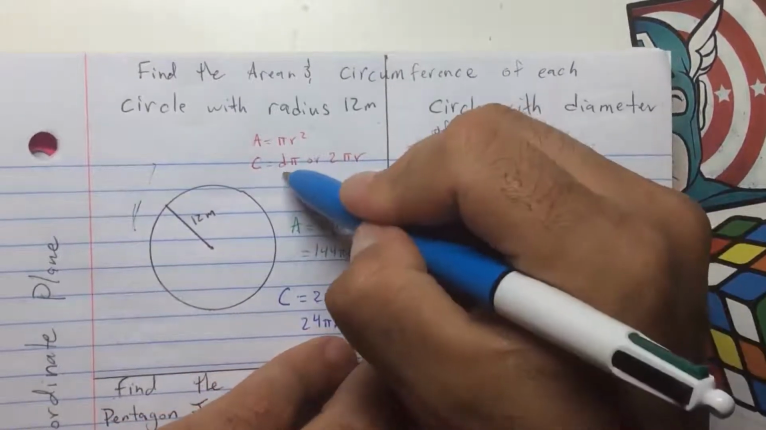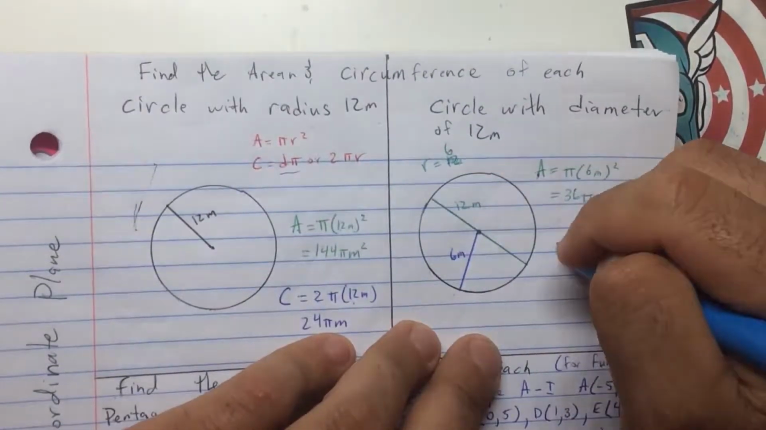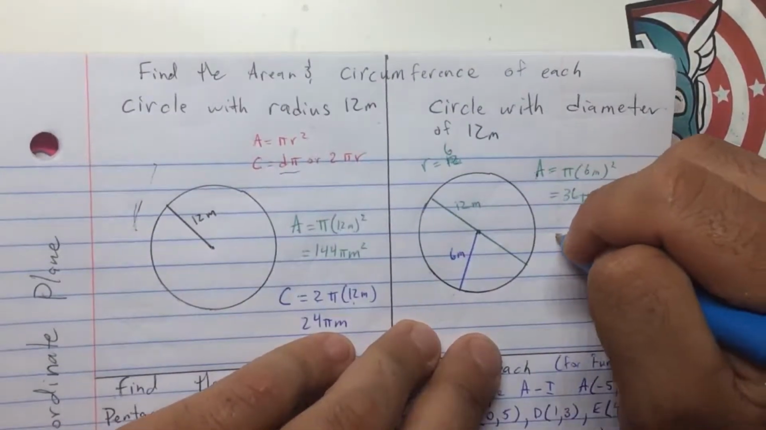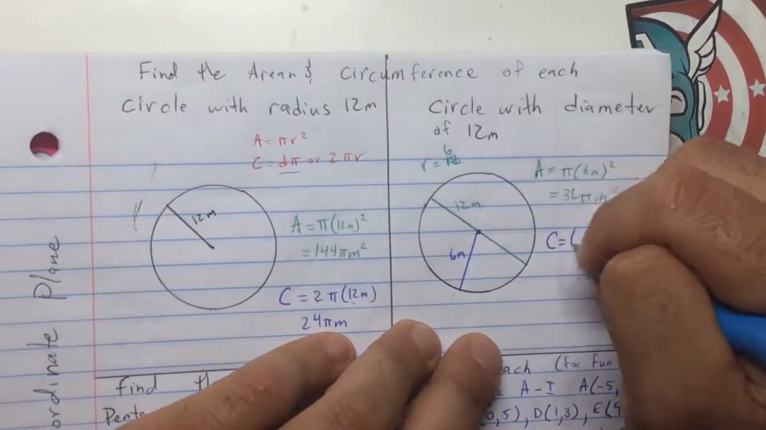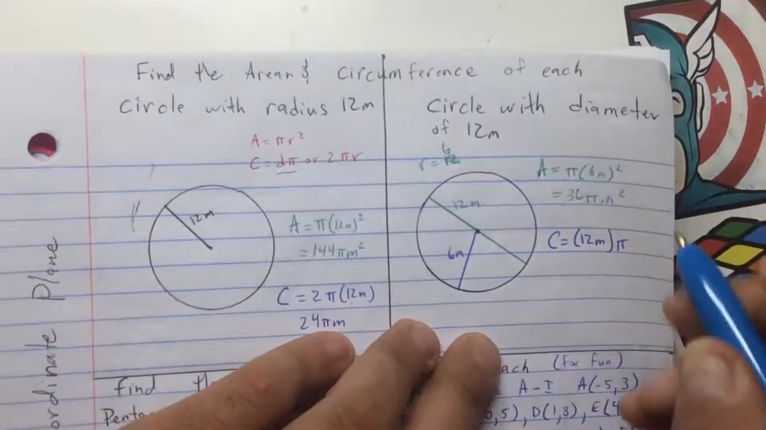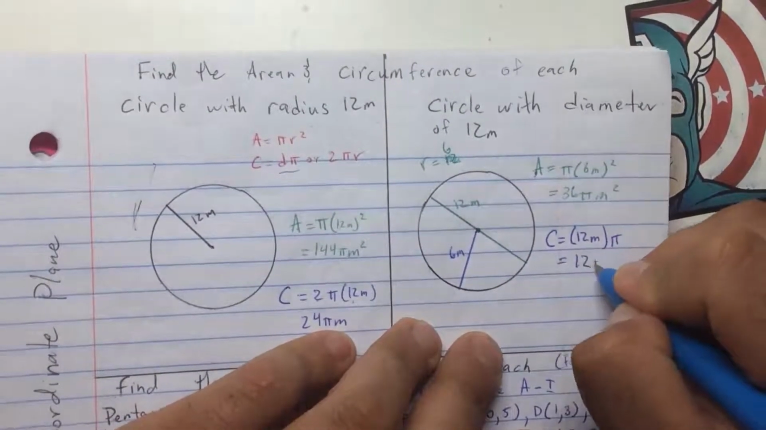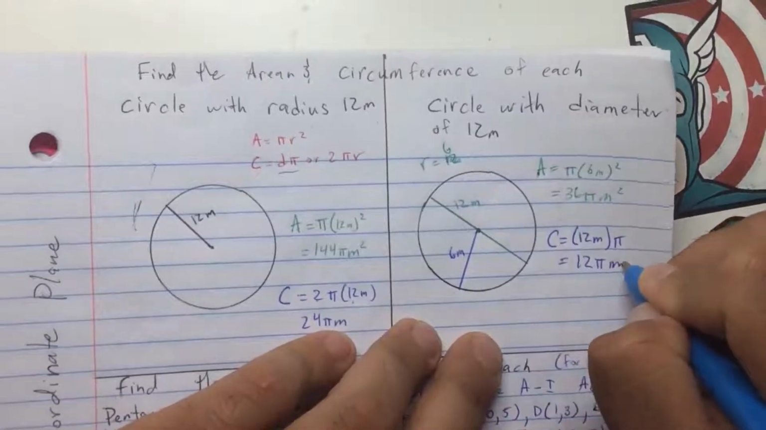And for the circumference, we're going to use the second formula now, since we actually have our diameter. So we just plug it in. C is equal to the diameter, which is 12 meters, times pi. We're just going to rearrange it for math purposes. So we have 12 pi m.